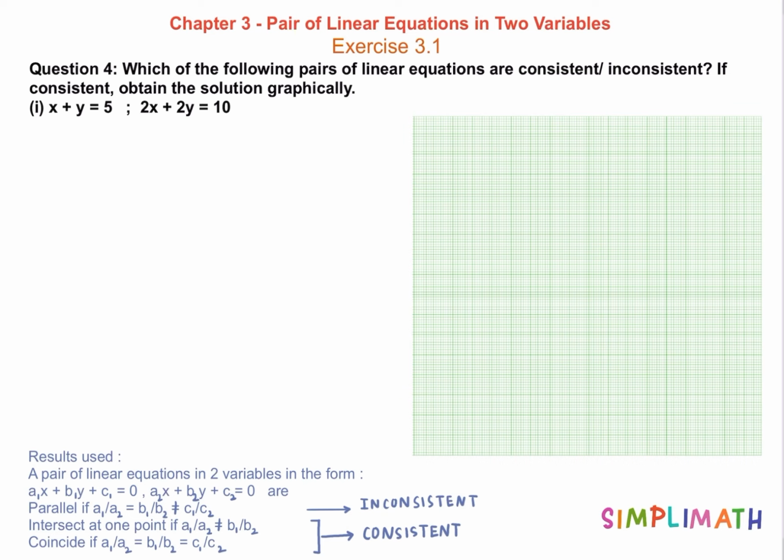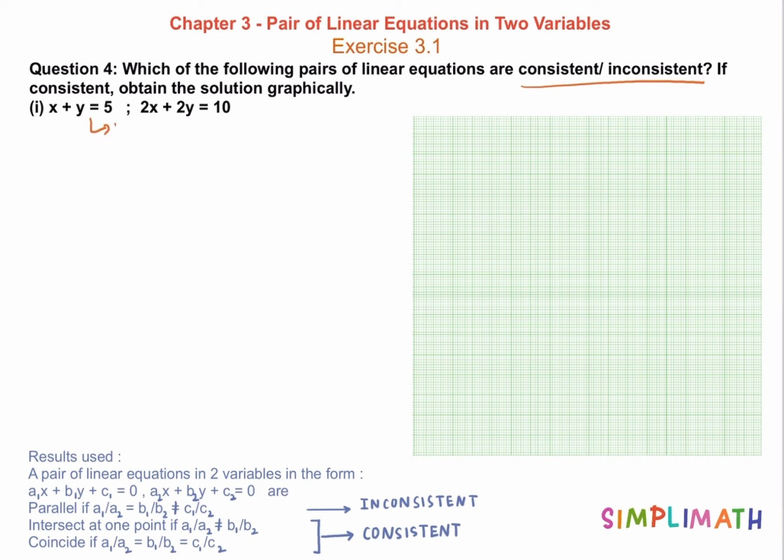In this video, we are covering question number 4 from exercise 3.1. Question 4 has 4 parts and it says: which of the following pairs of linear equations are consistent or inconsistent? If they are consistent, obtain the solution graphically. Alright, so let us begin.